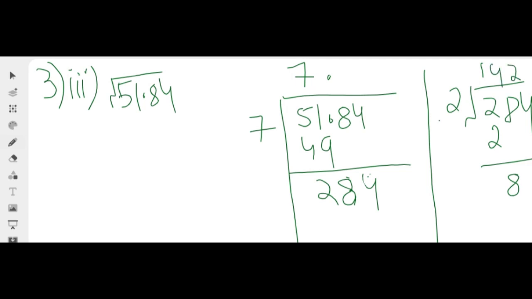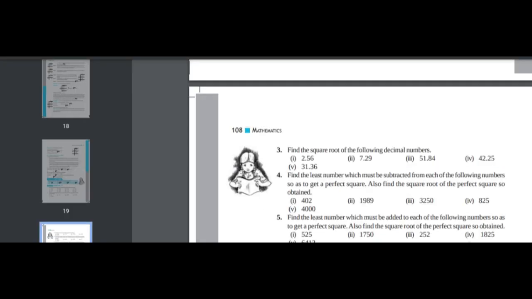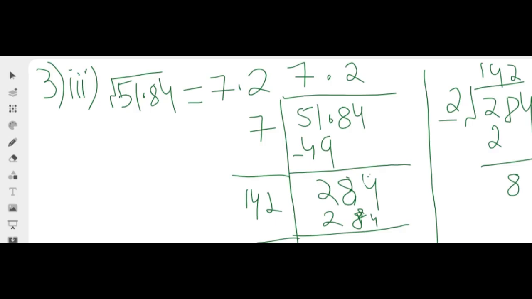Where do I have to write this 2 and where do I have to write 142? 142 will be on this side with 284, okay, and the 2 will be after the point. 7.2. And we will get 0, and the square root is 7 point 2. Understood? Now can I do part number 5? Yes. I hope you understood. It is easy. Yes, sir.